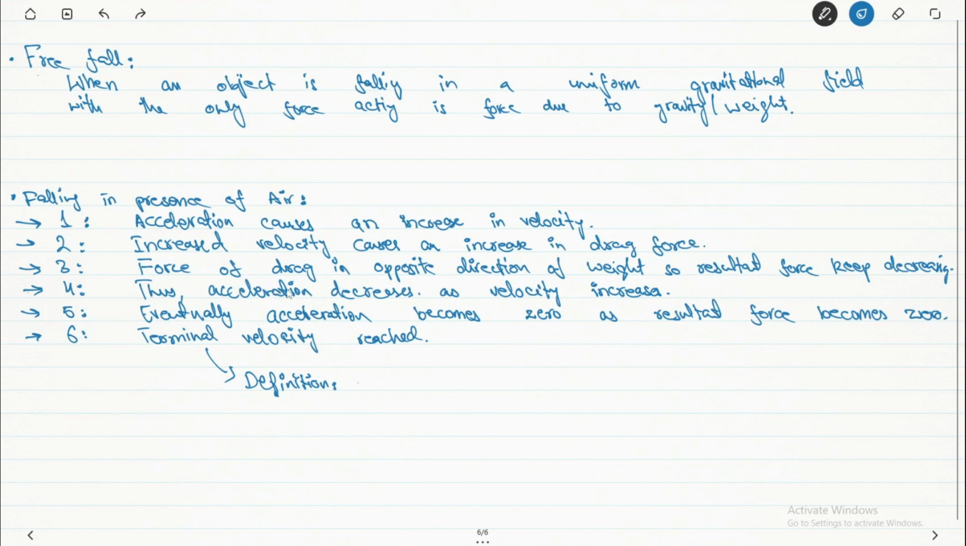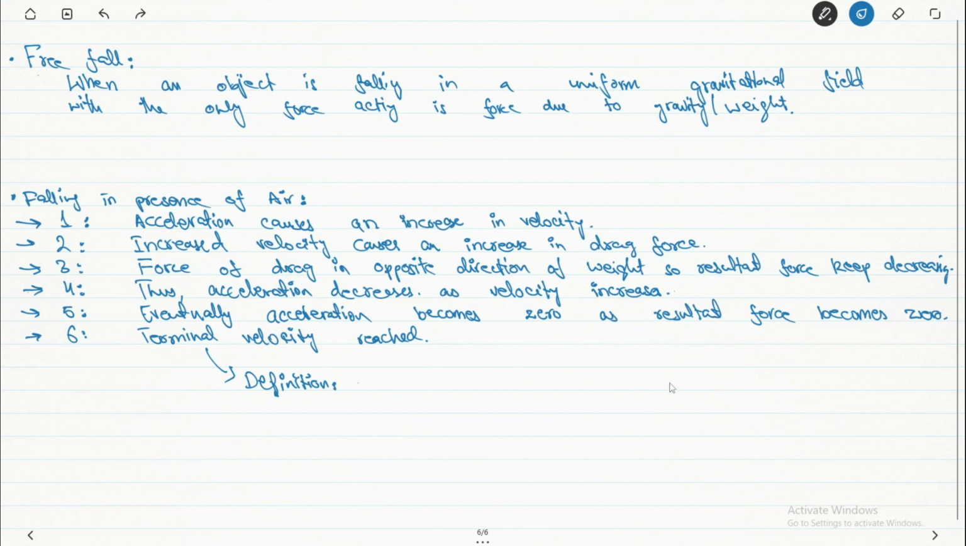The next thing that happens is the drag force is in the opposite direction of weight. So the resultant force keeps decreasing, right? As the drag force increases, the overall force that the object experiences decreases. Thus, acceleration decreases as velocity increases. This is just a summary of what is happening in the previous three parts. Now, eventually, acceleration becomes zero as the resultant force becomes zero.